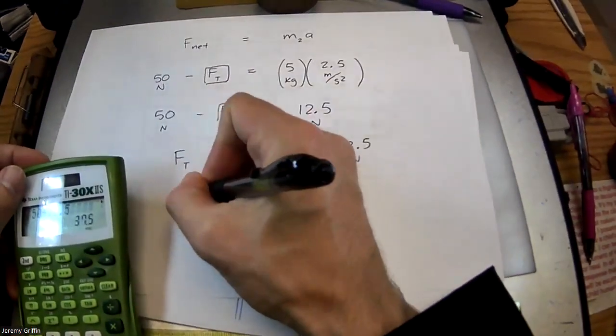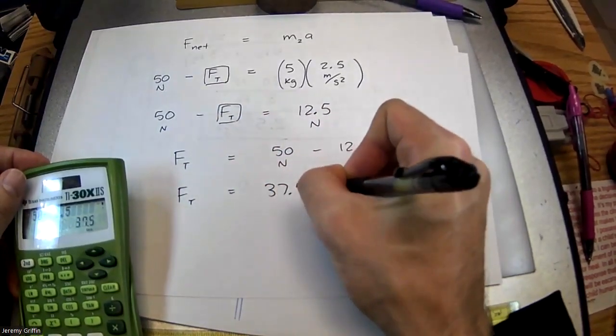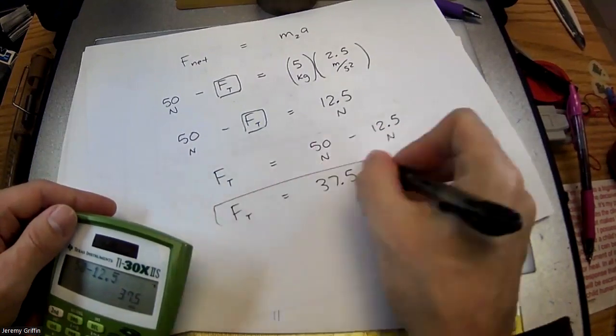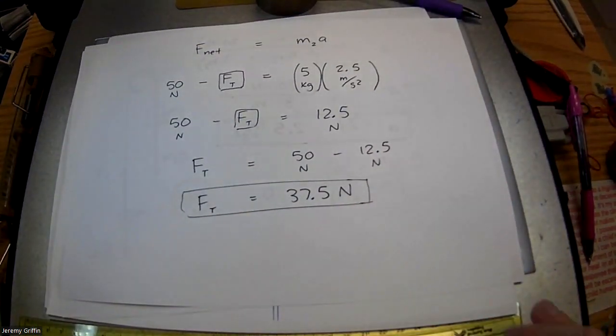I'm getting the tension force is 37.5 newtons. There you go. That's the tension in the string.